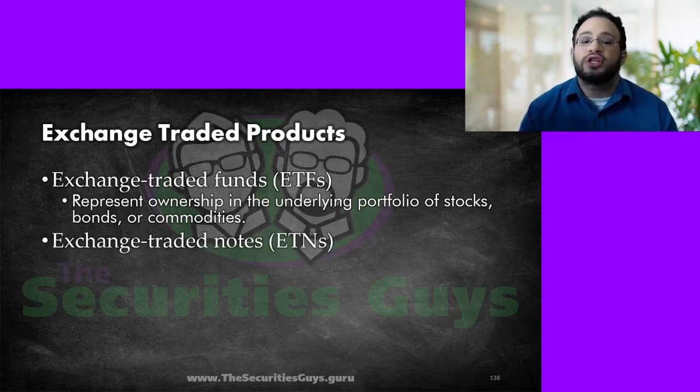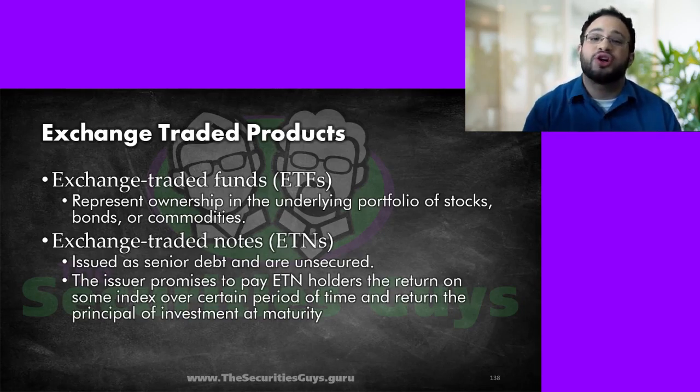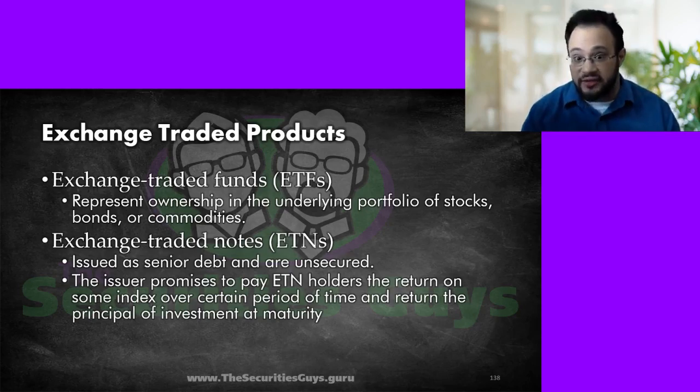But there's also an exchange-traded note. This is issued as a senior debt. They are unsecured, a senior debenture in this case. The issuer promises to pay the ETN holder, the exchange-traded note holder, the return on some index over a certain period of time, and the return of the principal of the investment at maturity. So the rate of return is based on some index. If the index does well, if the index does badly, it could affect the value of these ETNs.